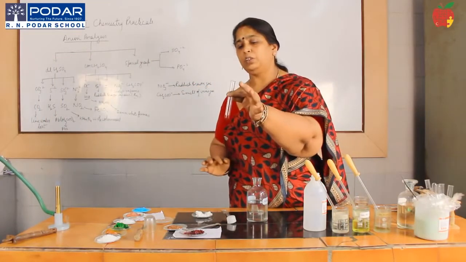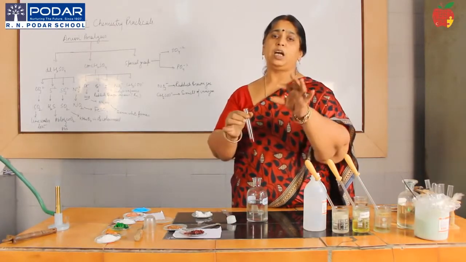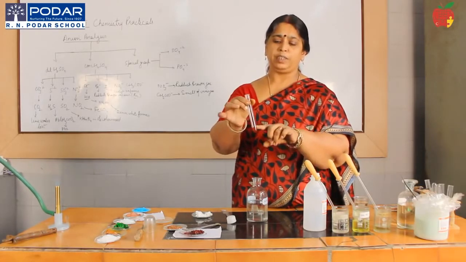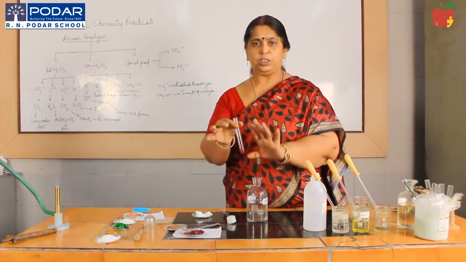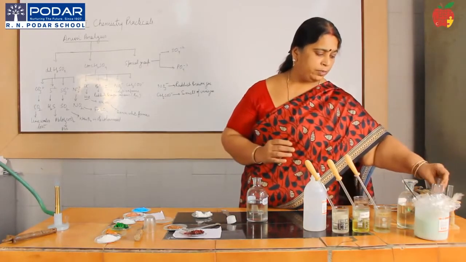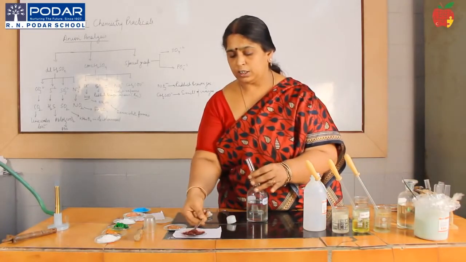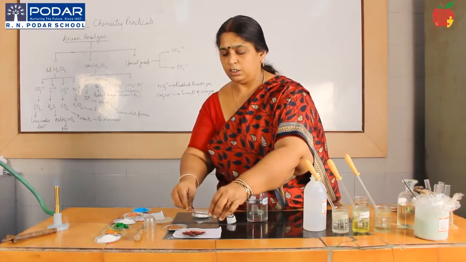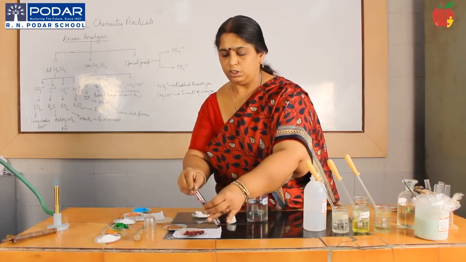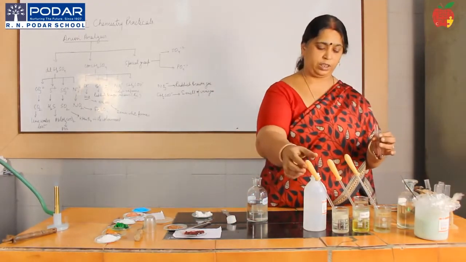So nothing has happened. Your salt will contain only one radical, which is in one of these groups. So in dilute sulfuric acid, when I added, I didn't find any change. So it does not belong to this group. So I move on to the next group, that is, I go ahead with concentrated sulfuric acid. I take the salt, just add a little of the salt in the test tube, and then I add a drop of concentrated sulfuric acid.